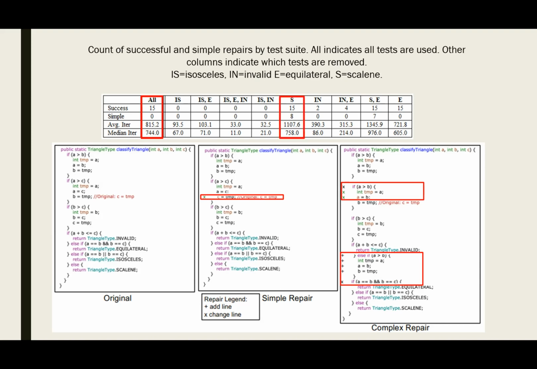However, when we ran them with removing all the scaling or removing all the scaling equilateral, we started to get numbers like 8 or 7 simple repairs. So what we found is that by removing some of the test cases, we were able to get these better repairs. But of course, along the way, many of them didn't work because we had overfitted and we had kind of removed some of the functionality.